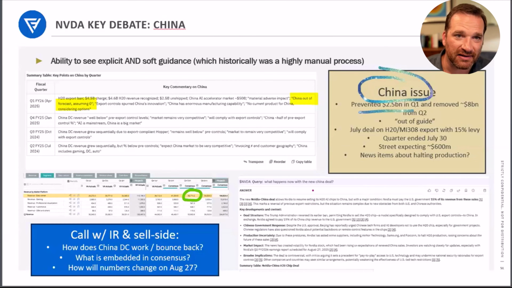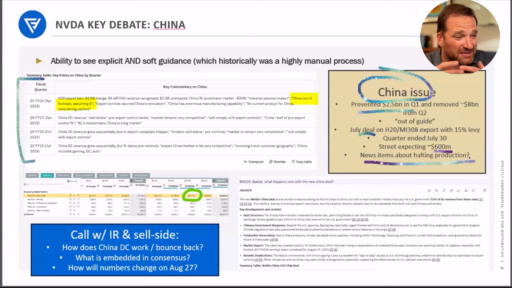Now, what's interesting going through all this commentary is that I saw that in July there was a deal on the H20 with the 15% levy. There's still some numbers from China in the sell side consensus, and there was contrasting information about whether production was halted or not. Usually this would take me reading a bunch of sell-side research, talking to the company, going through transcripts, reading a bunch of news to distill it down manually.